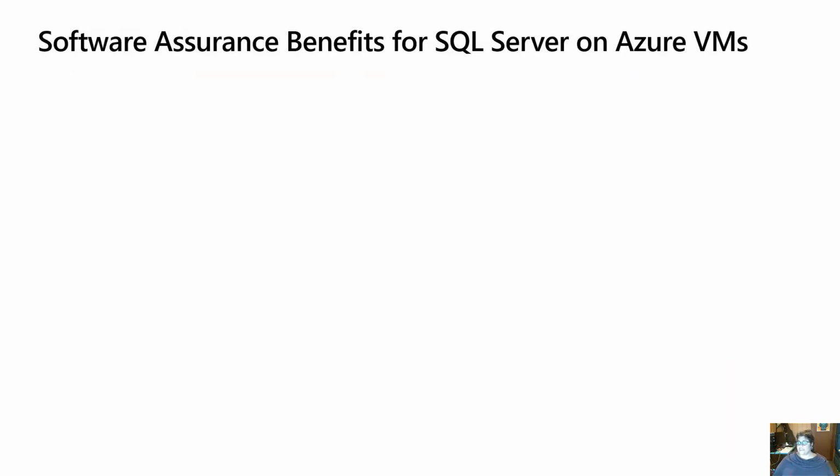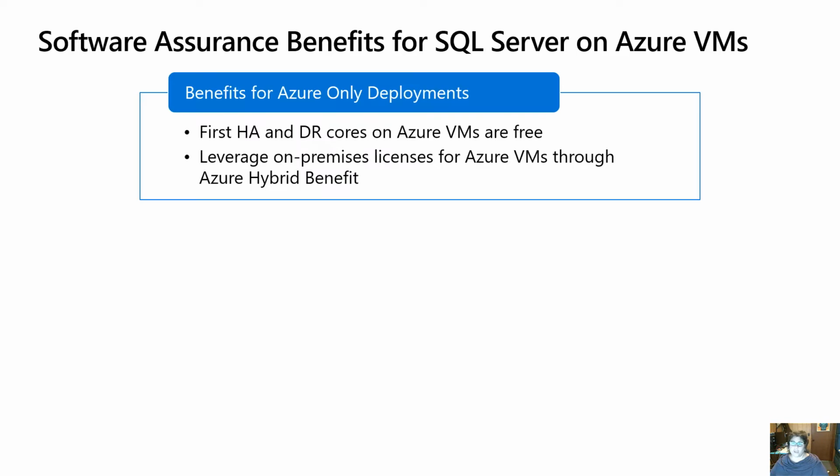So one of the other cool benefits you get running SQL Server in an Azure VM is you're able to leverage your on-prem investments in SQL Server in Azure. If you have software assurance, there are certain benefits that you can get running SQL Server in an Azure VM. So first, if you're only in Azure, your first HA and DR, high availability and disaster recovery, cores on Azure VMs are free. So what we mean by that is if you're running an availability group in Azure, you can have one synchronous replica and one asynchronous replica for free. So you license the primary replica, and then you get a free HA and DR instance in Azure.